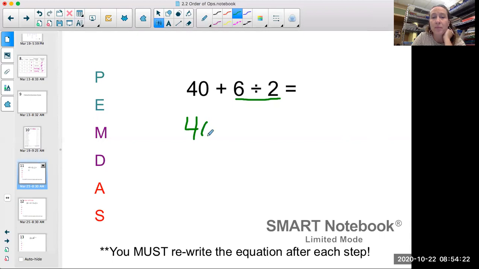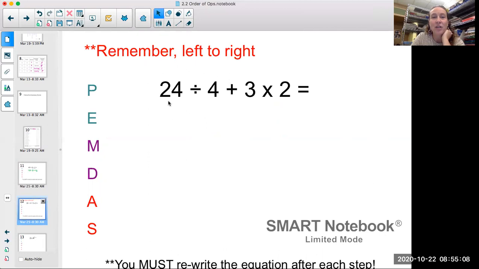We have 40, I'm going to leave that alone for now, plus, and now we need to solve 6 divided by 2. So what times 2 equals 6? If I was to take 6 and put it into 2 equal groups, it's 3. Then we have 40 plus 3. And what does 40 plus 3 equal? 43. All right.